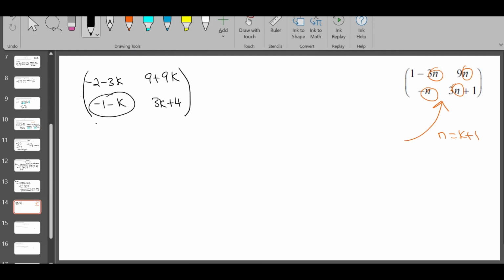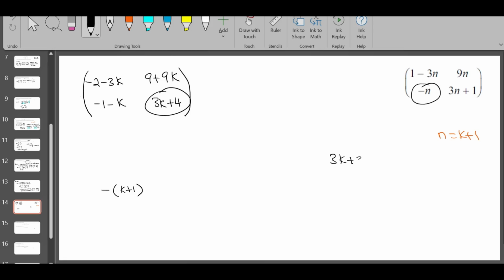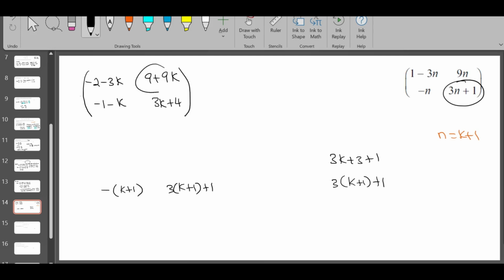This one, if I take minus, I can write it as minus of k plus 1. That looks exactly like minus n, right, where n is k plus 1. Here, 3k plus 4. Can I write it as 3k plus 3 plus 1? So 3 times k plus 1 plus 1. Does it look like 3n plus 1 where n is k plus 1? So I can write it as 3 times k plus 1 plus 1. And then this one, if I take 9 out, I'll have k plus 1. That looks exactly like 9n, right?